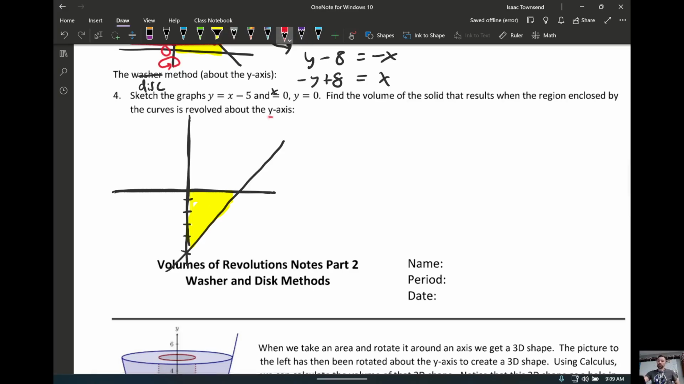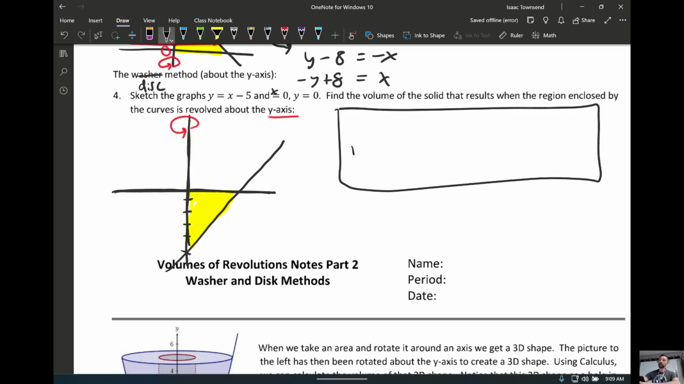Okay, we are rotating this around the y-axis. So the integral that I need to set up, I know is going to be pi r squared dy. I can see the y values go from -5 to 0. And the only thing that's taken me more than about 10 seconds to get the answer is the radius lengths.